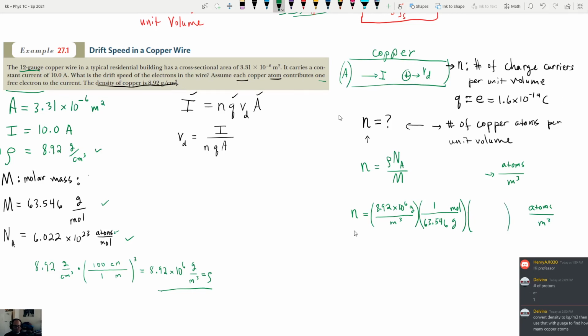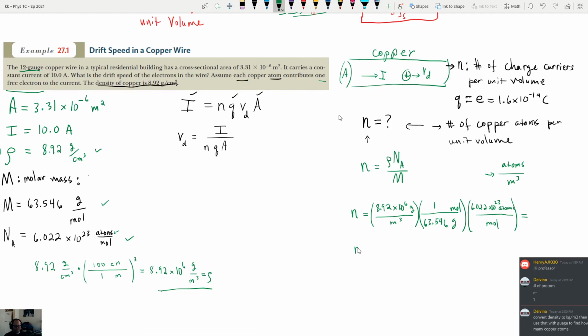I guess I don't have enough room here. By putting in Avogadro's number here, we want the atoms in the numerator. So 6.022 times 10 to the 23 atoms on the top, and then we divide that by mole. And that should give us what we want.